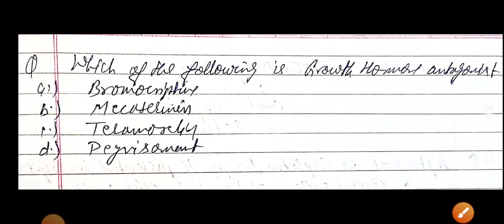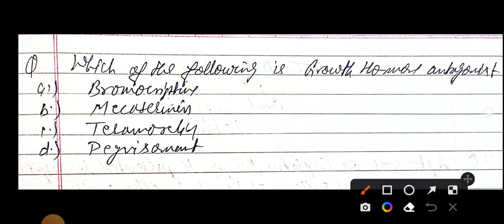Okay, so bromocriptine is the answer here. Which of the following is a growth hormone antagonist? Bromocriptine, mecasermin, tesamorelin, pegvisomant. Okay, so pegvisomant is a growth hormone antagonist.